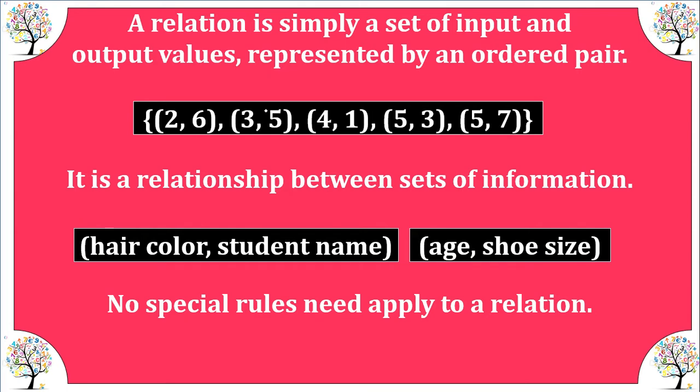We will also see that we can represent these in a few different ways, but the most basic idea is that we have groups of information and we have ordered pairs. It is a relationship between sets of information such as hair color and student's name. So if I were to take a survey of your hair color and then I'd put your name, this is just a relation. We have two pieces of information. Or if I took a survey and asked your age and what your shoe size was, that would be information. But a relation, again, is our broad topic, and there is no special rule that applies to a relation.